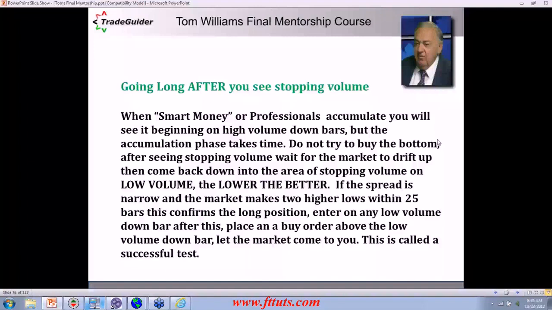So just to summarise, if you're going to go long after you've seen stopping volume, then when smart money or professionals accumulate, you will see it beginning on high volume down bars. But the accumulation phase takes time. Do not try to buy the bottom after seeing stopping volume. Wait for the market to drift up, then come back down into the area of stopping volume on low volume. And Lance, this is what we showed earlier. The lower the better. If the spread is narrow and the market makes two higher lows within 25 bars, this confirms the long position.